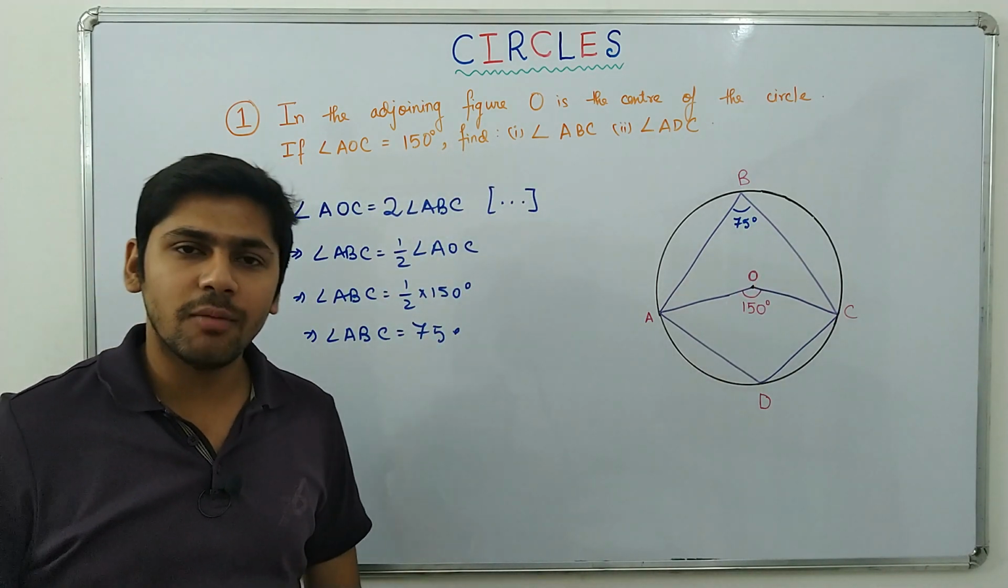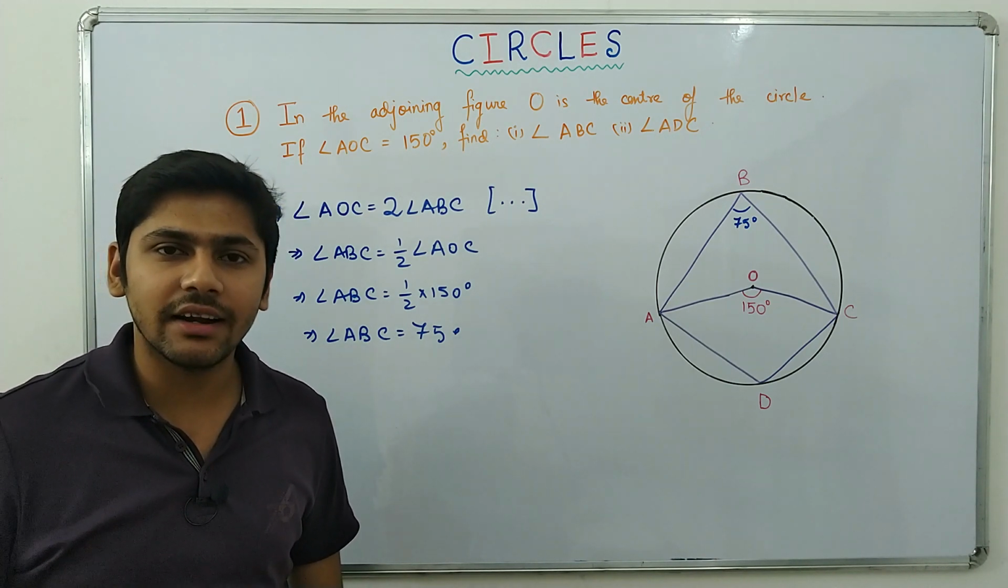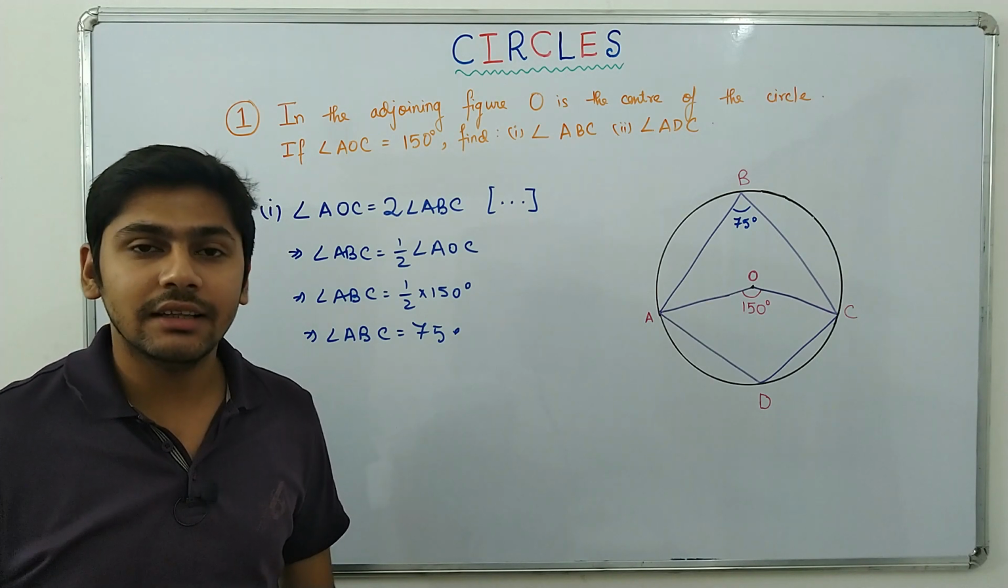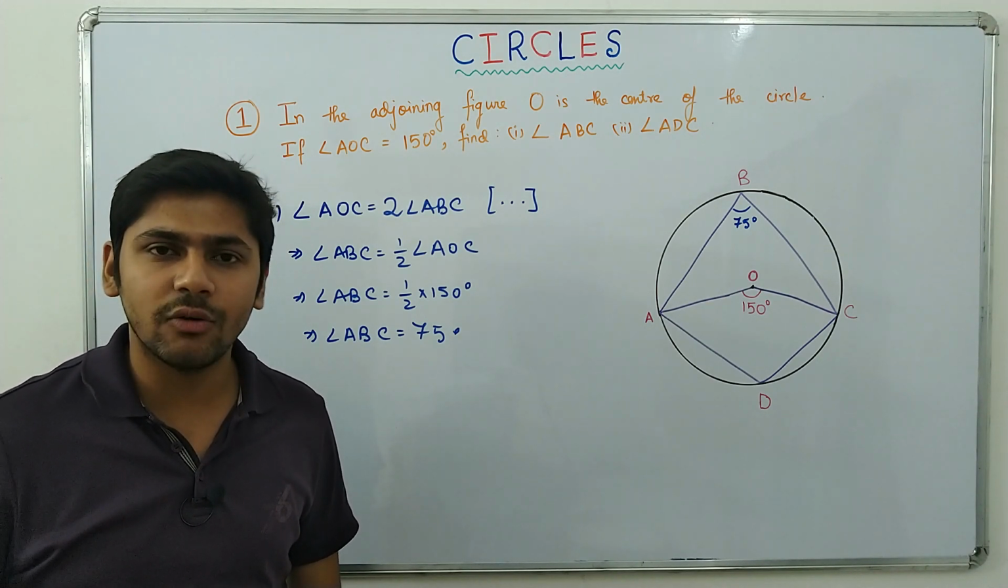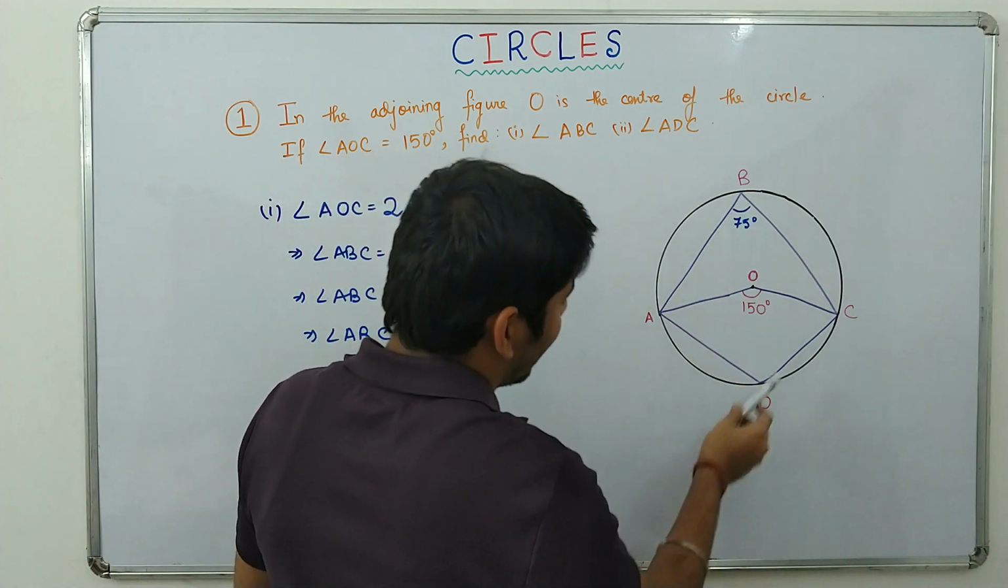Now the first theorem of today's video was the opposite angles of a cyclic quadrilateral are supplementary. That means the sum of opposite angles of a cyclic quadrilateral is 180 degrees. So we have angle B and angle D.